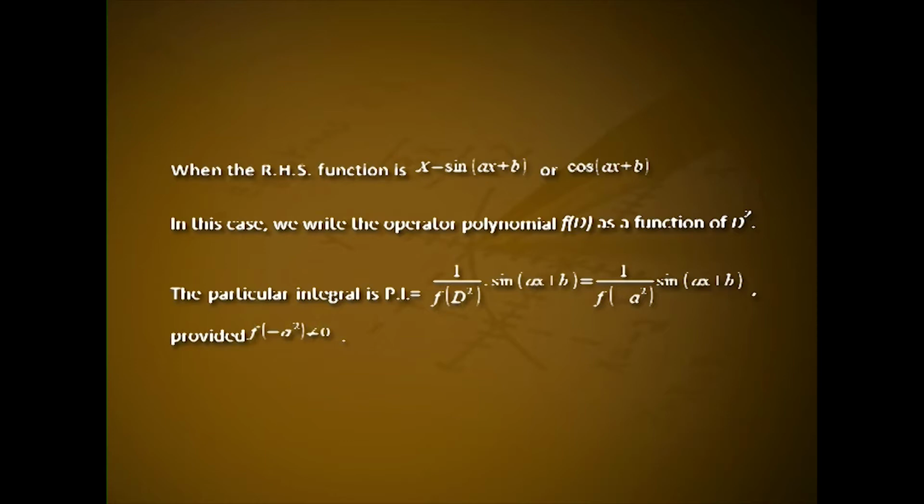In this case, we write the operator polynomial f of D as a function of D square. The particular integral PI is equal to 1 by f of D square into sin(ax + b), which is equal to 1 divided by f of minus a square times sin(ax + b), provided f of minus a square is not equal to 0.